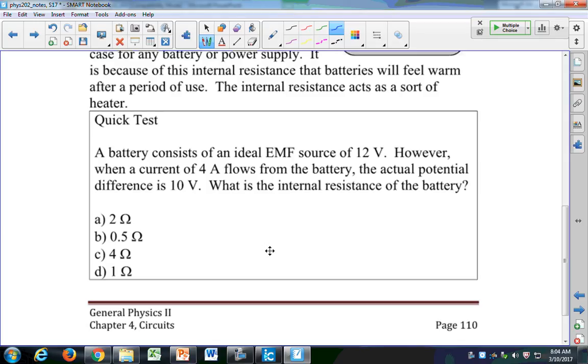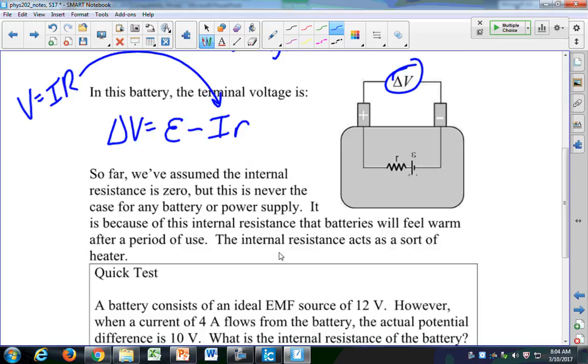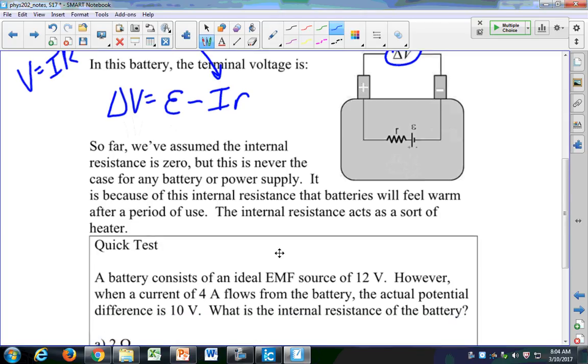Because you have this internal resistance, and when you add devices that draw a lot of current, they take away from your potential in your electrical system. They actually take away some of your energy, the more and more current you have.